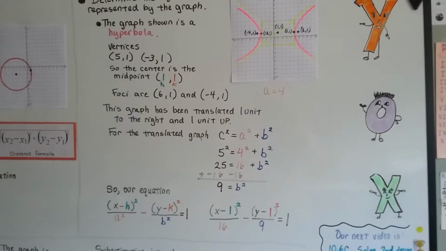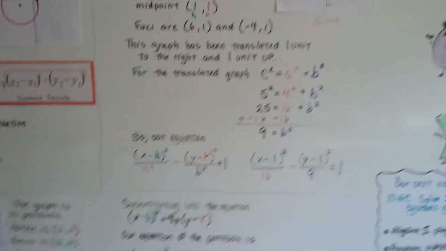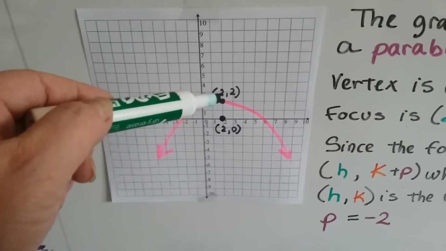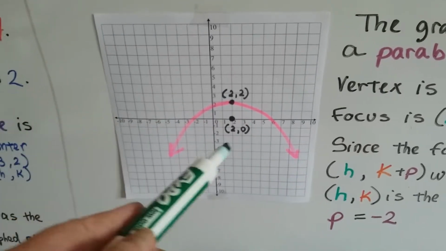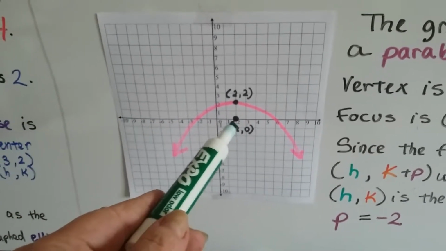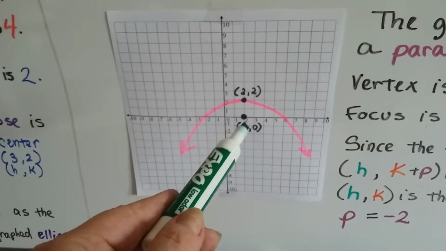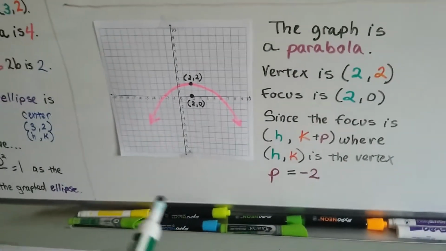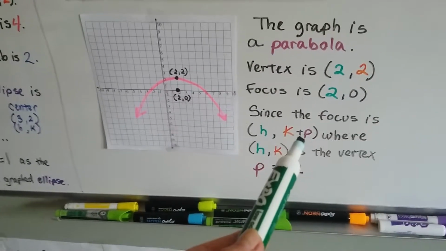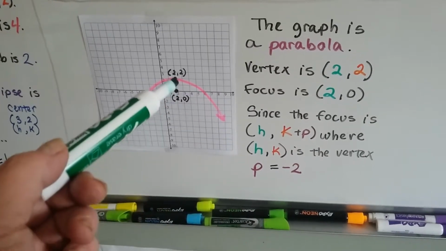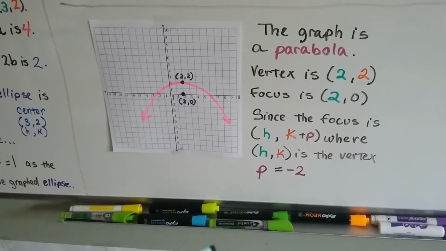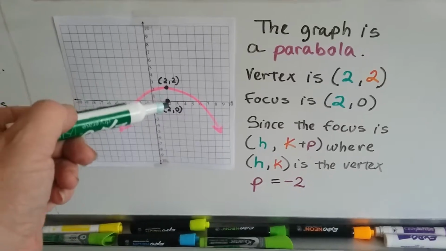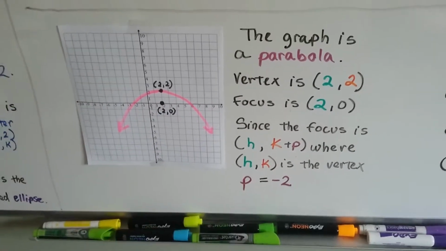Let me step back a little bit. We found our equation. Let's try it for a parabola. So here we've got this parabola. We can see the vertex is at 2, 2, and our focus right here is at 2, 0, okay? So since the focus is h and then k plus p, where h, k is the vertex, p is equal to -2. We went down 2, didn't we, to get to this focus? So we went -2 to get to the focus. So p is a -2.